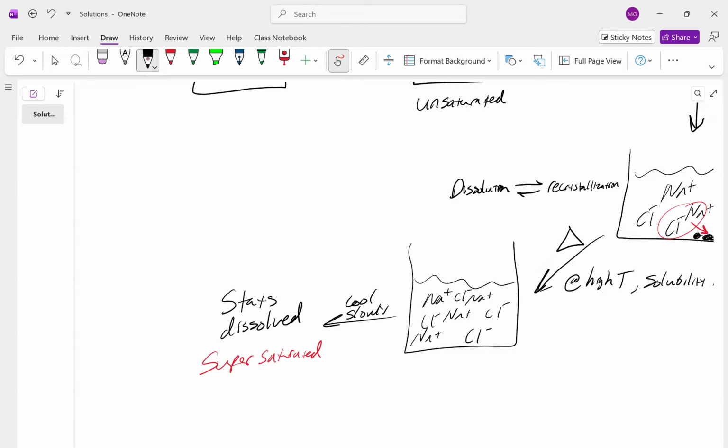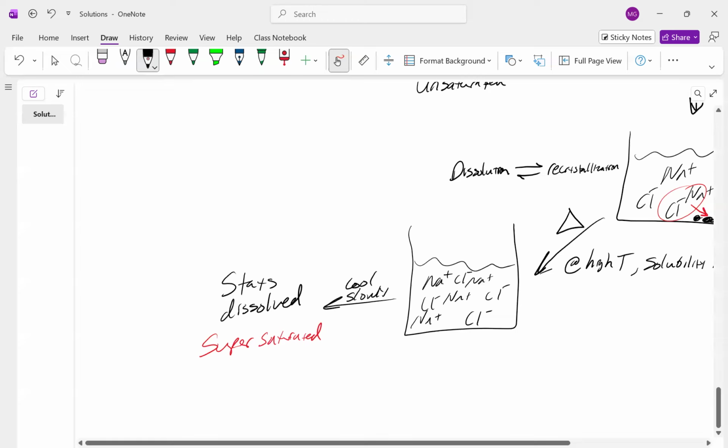So just kind of pulling a number out, let's say for a certain salt, the solubility is 1 mole per liter. And then you add 1 mole of it, and then you add just a little bit more, and you see, okay, it's not dissolving. But then you heat it up, and the solubility of that solute will go up in a hot solvent. And so it quote unquote disappears. And if you cool it down slow enough, it will stay dissolved even at the lower temperature.